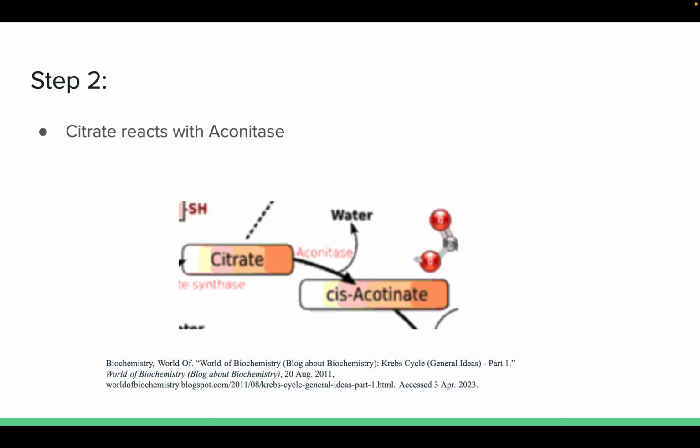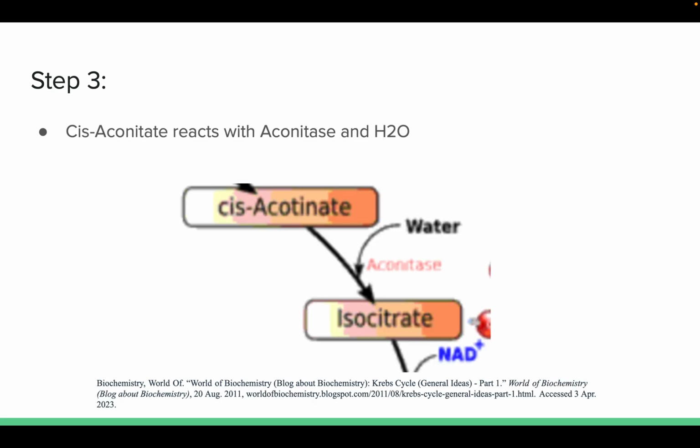In step 2 of this reaction, the citrate molecule that we just formed reacts with aconitase to form the cis version of aconitate, cis-aconitate. In this reaction, H2O is a byproduct. In step 3, the cis-aconitate that we just formed reacts with aconitase again and water to form isocitrate.